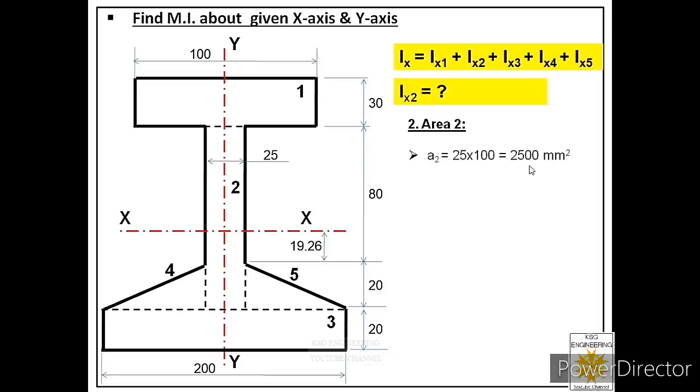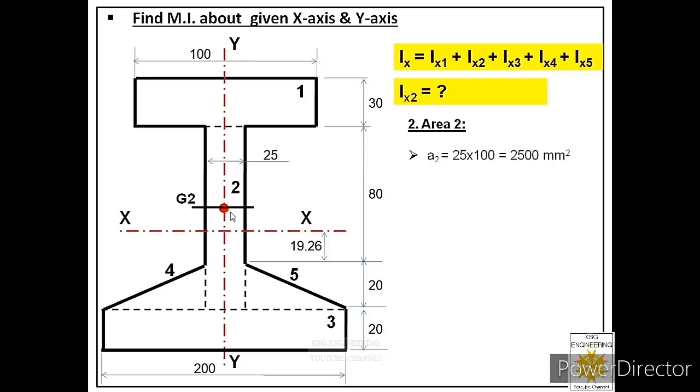Now after this we know that the next step is we should locate the centroid of area 2. So let us see where the centroid of area 2 will lie. It will lie at L by 2 and B by 2. L is 25, so it will lie at 12.5, or you can say on this axis of symmetry. And from the bottom it will lie at 100 by 2, that is B by 2, so from this side it will be at 50. So let us mark the centroid of area 2. This distance is 12.5 and this distance is 50. Let us label this as G2.